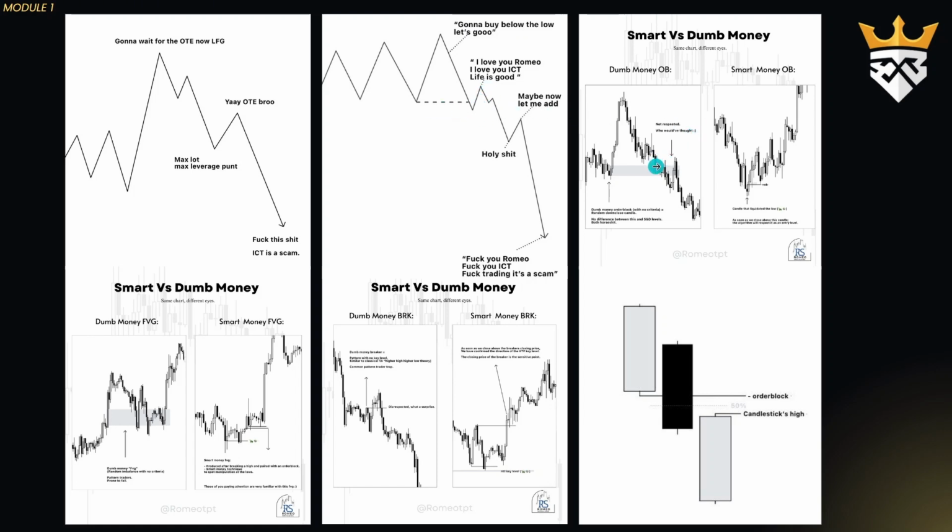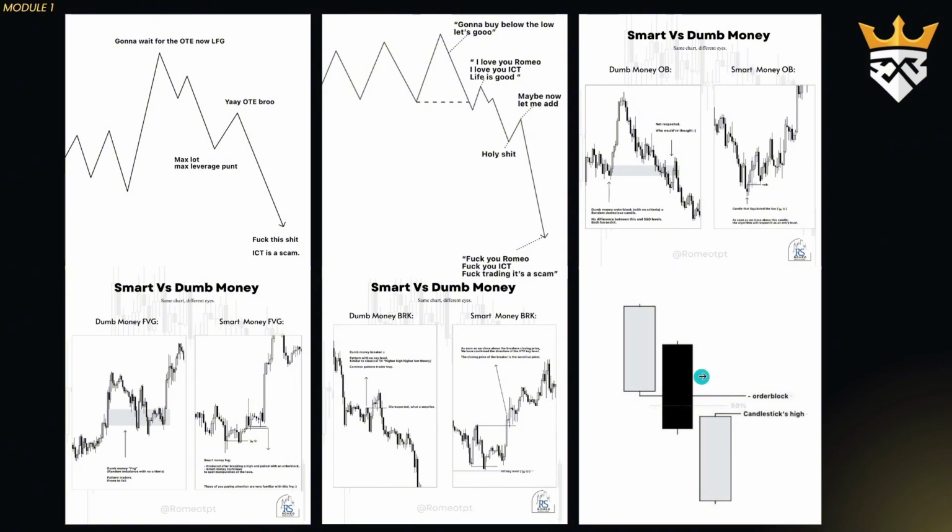Dumb money order block versus smart money order block. Remember, order blocks are only valid if they're post turtle soup. Same with fair value gaps. Don't just mark out random down close candles prior to an expansion, right? Smart money breaker, dumb money breaker. You can see that on Romeo stuff.